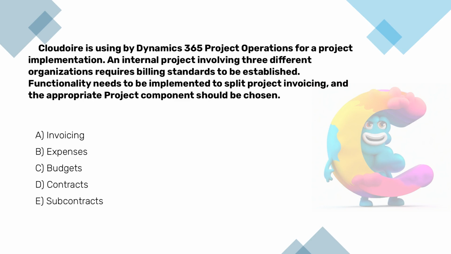A company is using Dynamics 365 Project Operations for a project implementation. An internal project involving 3 different organizations requires billing standards to be established. Functionality needs to be implemented to split project invoicing, and the appropriate project component should be chosen. A. Invoicing. B. Expenses. C. Budgets. D. Contracts. E. Subcontracts.